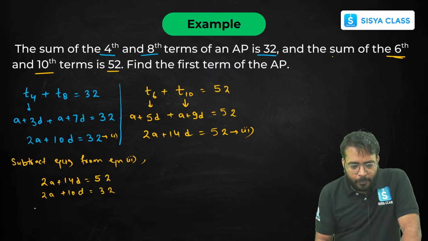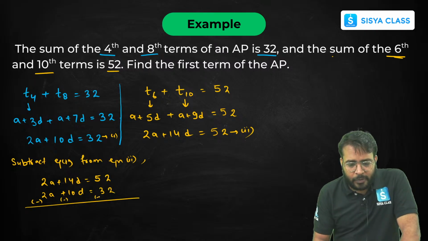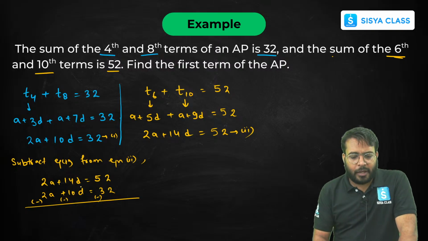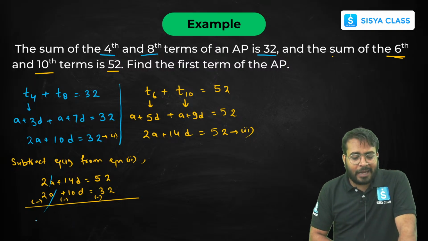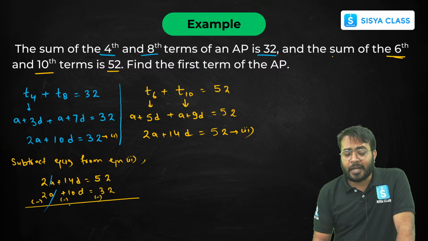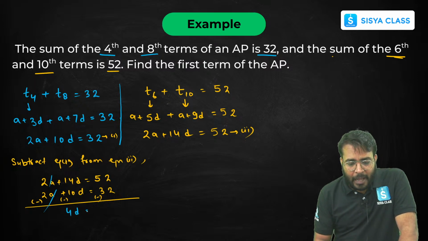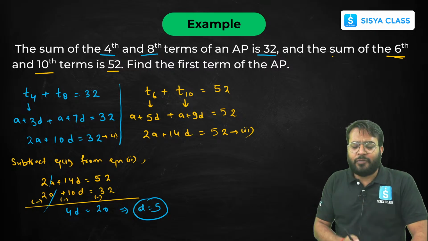Can we subtract now? All the signs will get changed: plus will change to minus. Can you see here? 2a and 2a will get cancelled. 14d minus 10d is 4d, and 52 minus 32 is 20. So from here you will get the value of d equal to 5. So we got the common difference, that is 5.